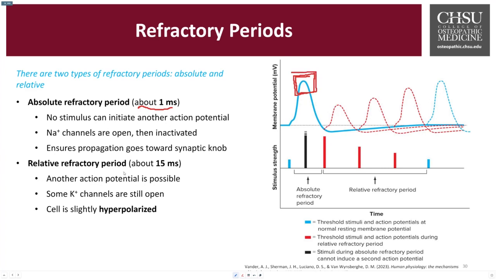And then the relative refractory period is about 15 milliseconds. This drags on from the baseline of the hyperpolarization all the way to the next reset and the next threshold that a signal can fire. Some potassium channels are still open, the cell is slightly hyperpolarized, and at this point, you just have to overcome a greater amount of negative charge to be able to reach the threshold. During this phase, the voltage-gated sodium channels are usually in the resting state. So the VGCs for sodium are in the resting state.